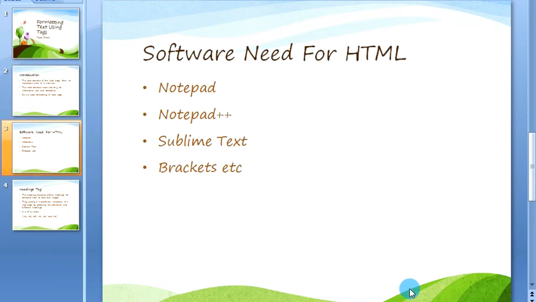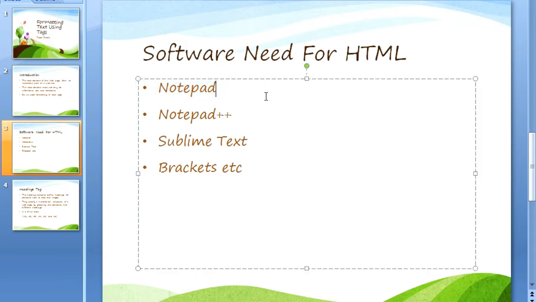Software needed for HTML. For coding HTML, we need simple software like Notepad, which we have in our Windows as a default. Or if you want some advanced type of text editors, you can download Notepad++ or Sublime Text or Brackets, etc. You can find these softwares on Google.